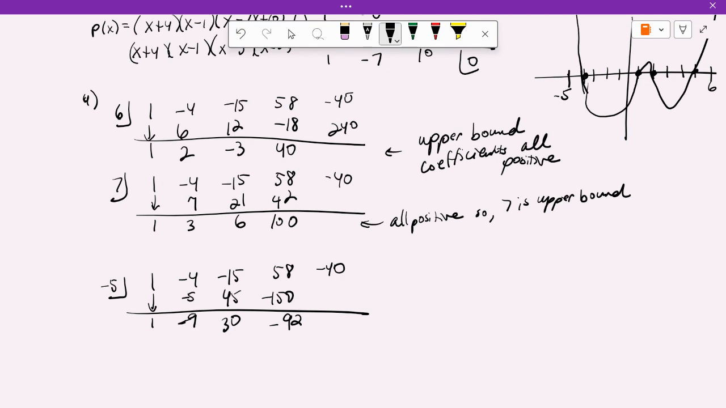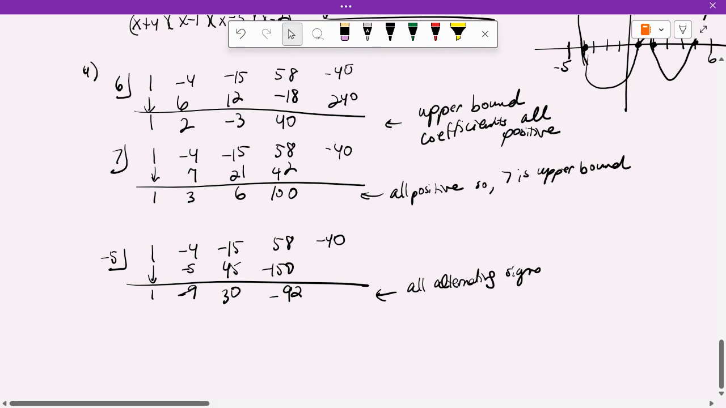We can stop there. And notice the coefficients of the quotient are alternating signs. That's what we're looking for. Alternating signs means lower bound. Now, what does that mean? Lower bound means that since it's a lower bound, all of the zeros are bigger than that, okay?